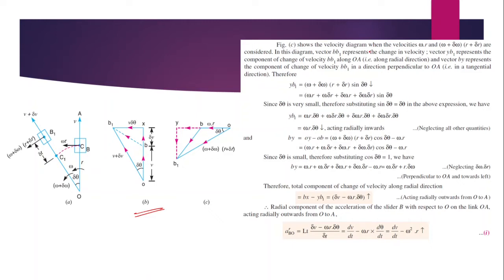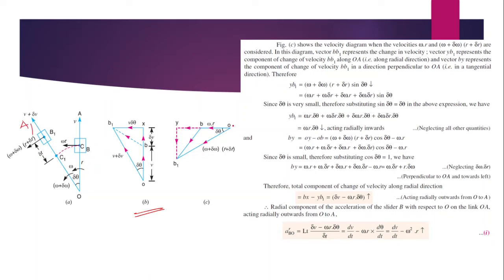this is the velocity diagram when the velocities omega r and (omega plus delta omega) into (r plus delta r) are considered. Here we are considering the velocity of B with respect to O, and the velocity of that same slider after a time delta t, or after an angular displacement of delta theta, when that point becomes B1. Then the velocity of B1 with respect to O is equal to (omega plus delta omega) into (r plus delta r), and that must be perpendicular to link OA1.